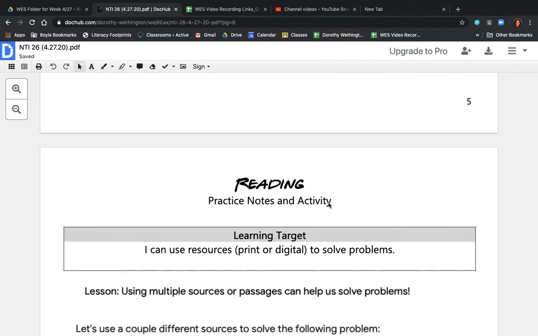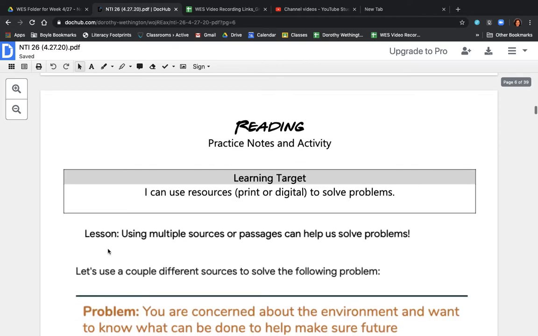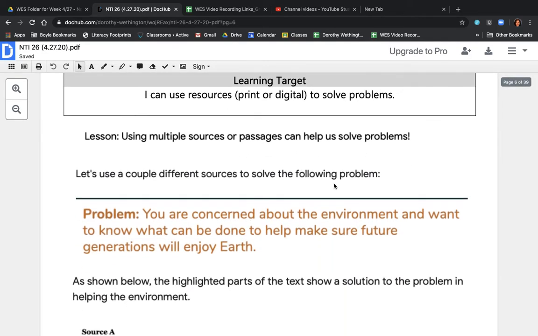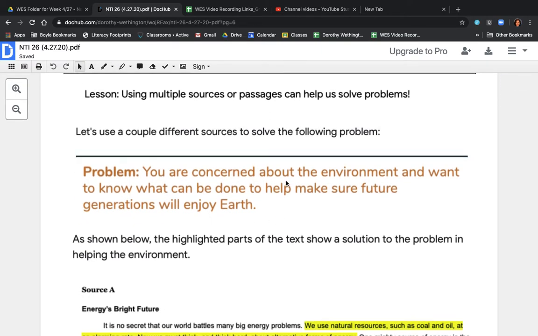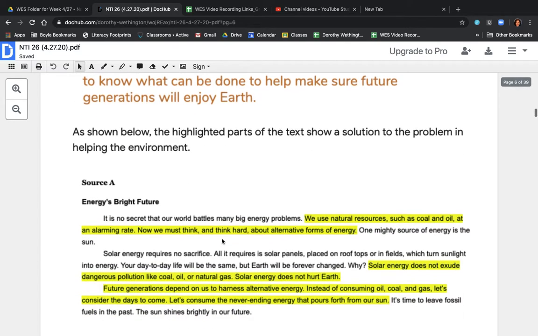Reading, practice notes and activity. Learning target: I can use resources, print or digital, to solve problems. Lesson: using multiple sources or passages can help us solve problems. Let's use a couple different sources to solve the following problem. The problem: you are concerned about the environment and want to know what can be done to help make sure future generations will enjoy Earth. As shown below, the highlighted parts of the text show a solution to the problem in helping the environment.